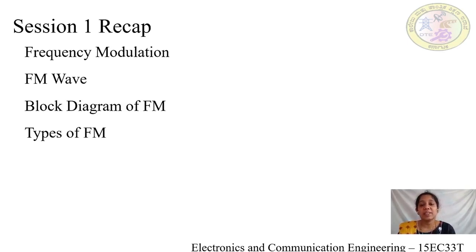Next, we have discussed the types of FM. One is narrowband FM, another one is wideband FM. In case of narrowband FM, we have the modulation index less than 1, whereas in case of wideband FM, we have modulation index greater than 1. And also the bandwidth in case of wideband FM will be 15 times more than the narrowband FM.